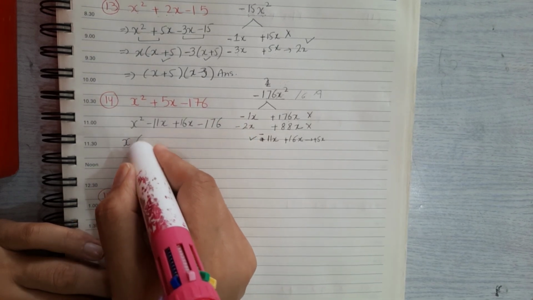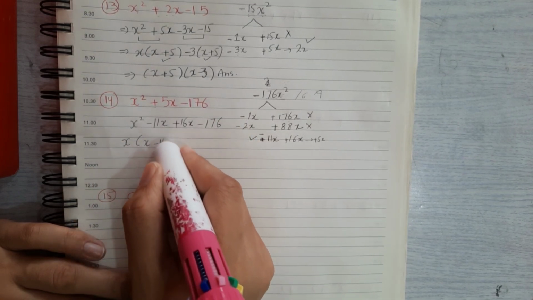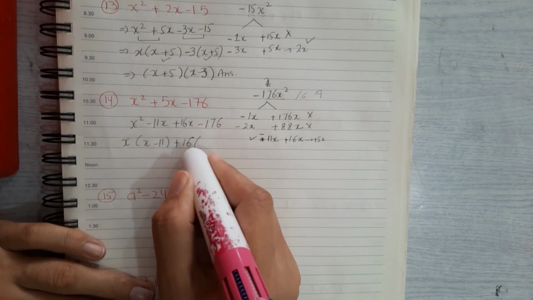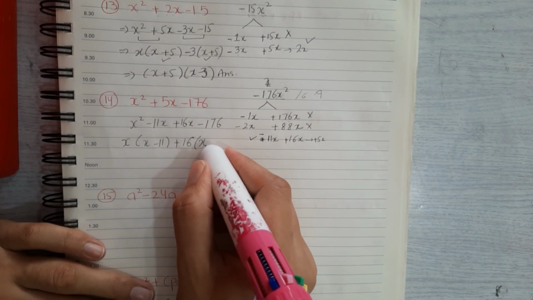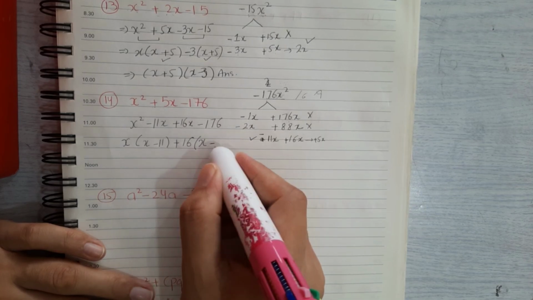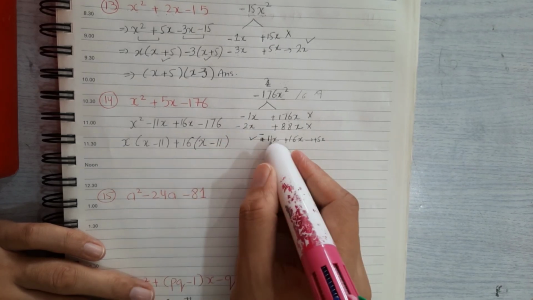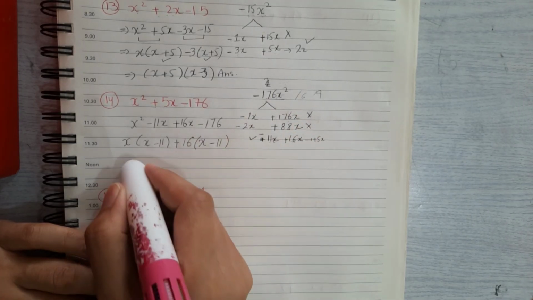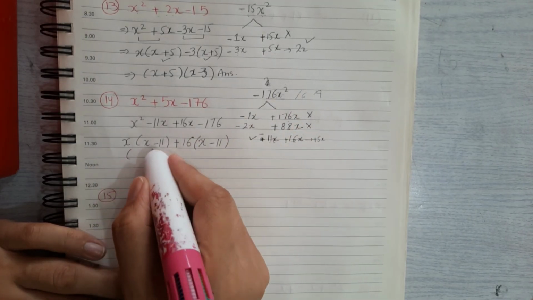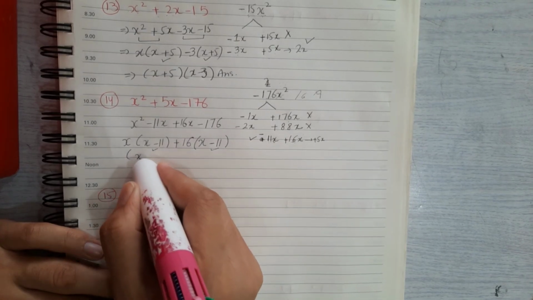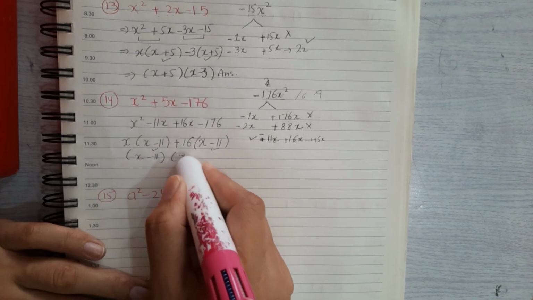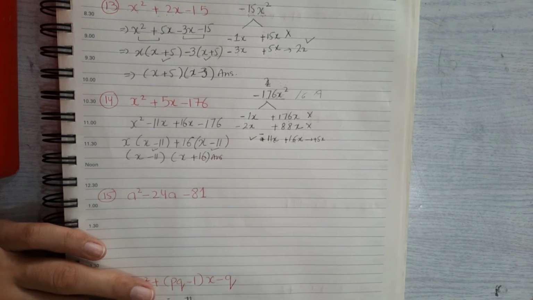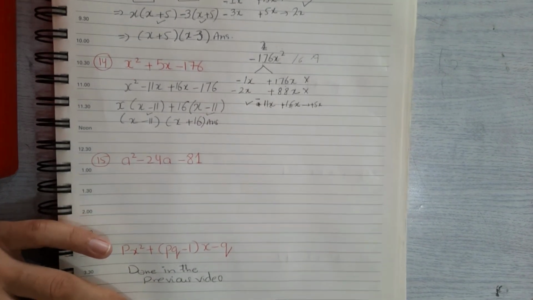Now here you will have x into x minus 11, and here you can take 16 as common, and then you have x and minus 16 multiplied by 11, because we already did it here: 11 multiplied by 16 is 176. Then see, you have x minus 11, which is the common factor, and you are left with x plus 16, and this will be the answer. In such questions, you have to think of bigger factors.